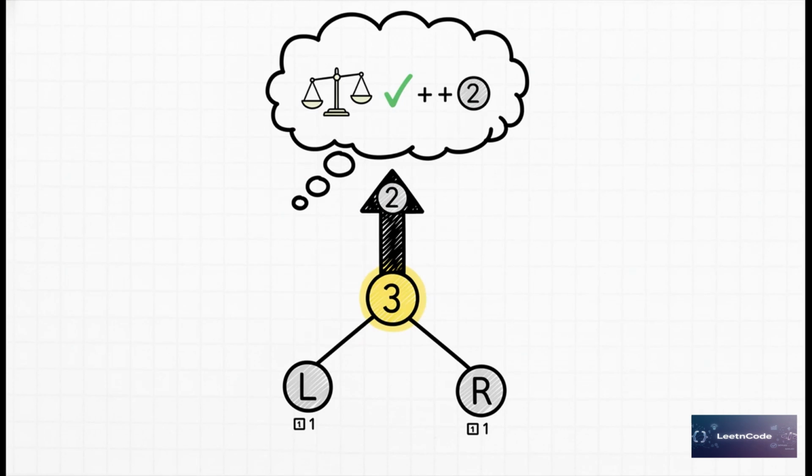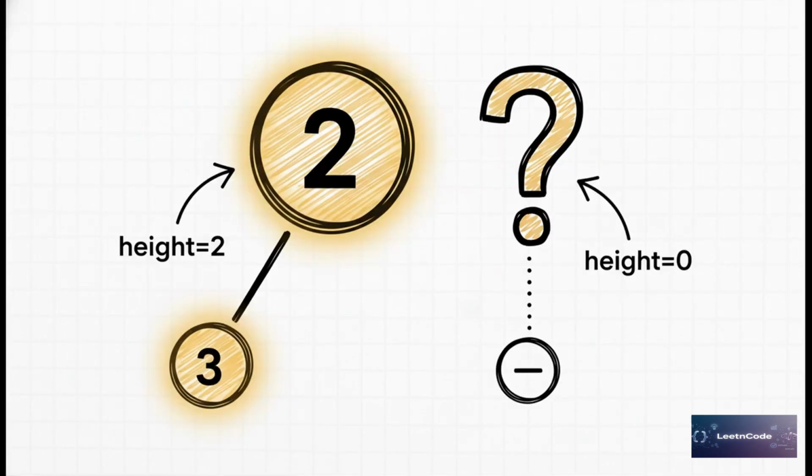The difference between its children is 1 minus 1, which is 0. 0 is definitely less than or equal to 1, so this node is balanced. It calculates its own height, which is just 1 plus the max of its children's heights, and gets 2. It sends that 2 back up to its parent. So far, so good.